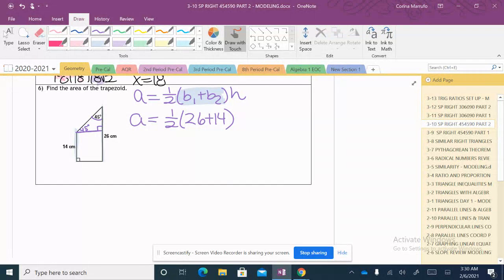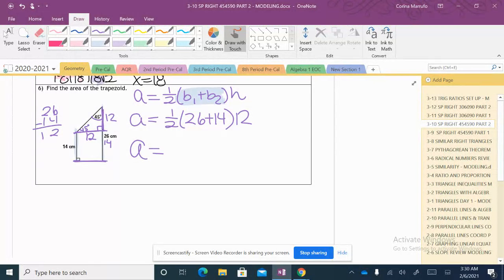Okay. Now I can figure out what it is from here to here if I just subtract 26 minus 14, because we know from this base to this base, from here to here is 14. So once I subtract, that gives me 12. That means that piece is 12. And since it's a 45, 45, 90 triangle, that means that is also 12. So the height of our trapezoid is 12.